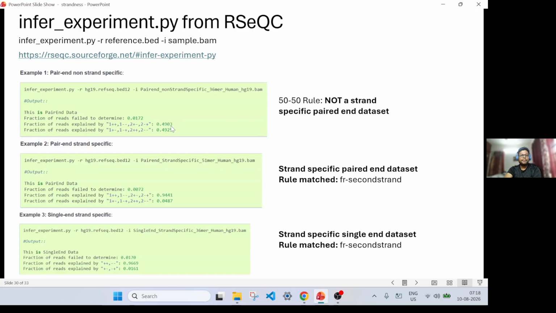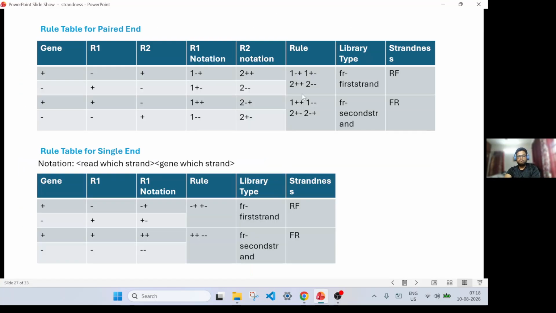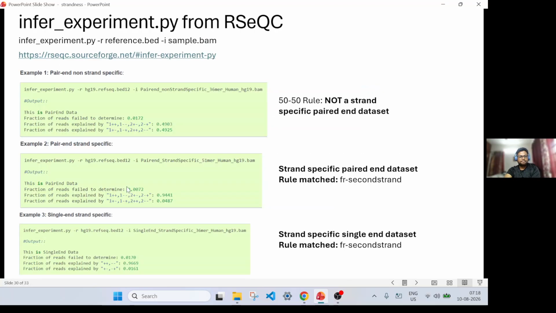In this case, if you get 50-50, that means you have both combinations. That means this is not strand specific, this is unstranded, you can say. The second is, let's say you get 90 like this. If you get this kind of result, for example here the rule that matched is plus plus minus minus, that means it went with the second stranded method. And again, you can go with single end as well.